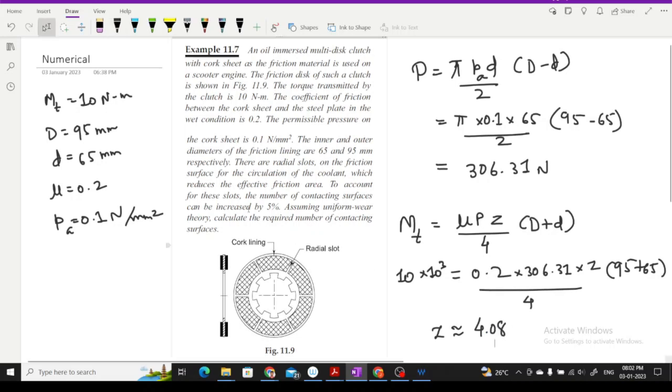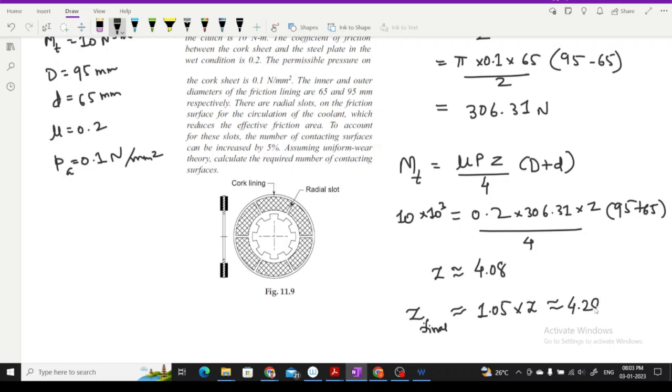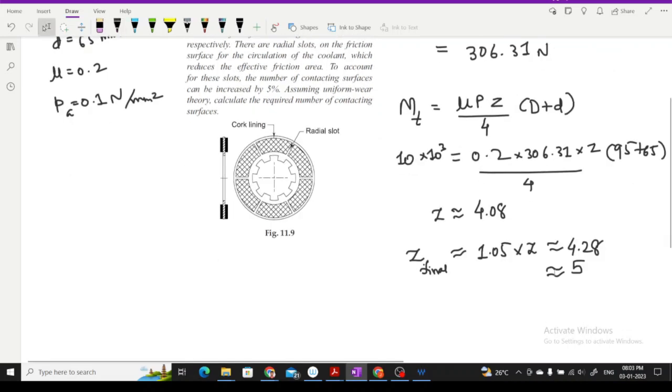So here as it is mentioned that for contacting surfaces, to account for this radial slot, the number of contacting surfaces can be increased by 5%. So considering that radial slot, the final will be 1.05 times the Z we have calculated. So that will come around 4.2, right? So you can go with number of surfaces as 5. Is it okay?